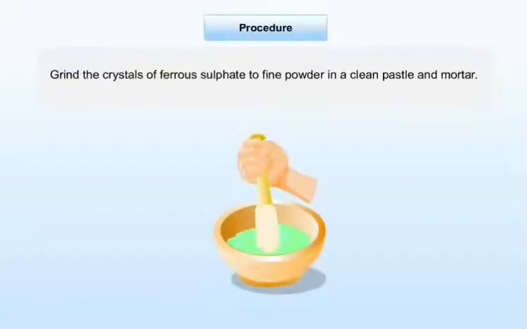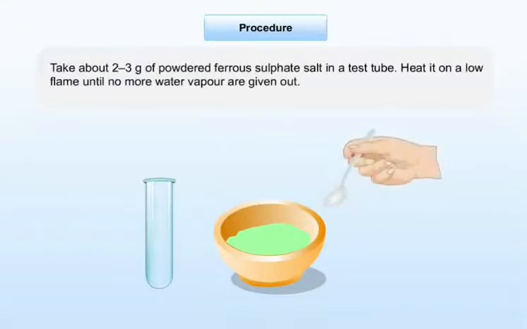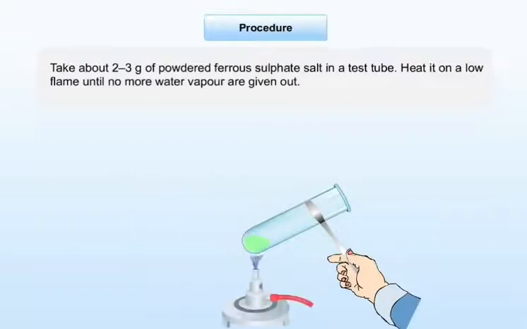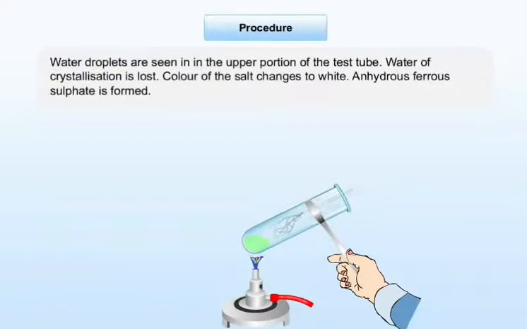Procedure: grind the crystals of ferrous sulfate to fine powder in a clean pestle and mortar. Take about 2 to 3 grams of powdered ferrous sulfate salt in a test tube. Heat it on a low flame until no more water vapor is given out. Water droplets are seen in the upper portion of the test tube. Water of crystallization is lost.